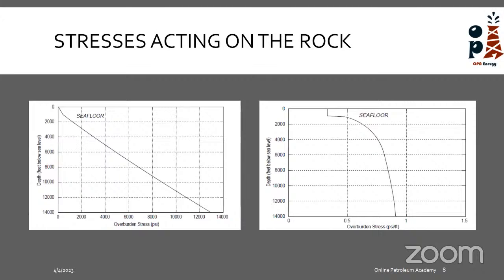As we mentioned before, the overburden stress is the weight of the layers above the point of your study, okay? And as we mentioned, it's just a direct linear equation in terms of depth. Overburden stress is 0.052 multiplied by the bulk density multiplied by the depth, okay? And the overburden stress gradient is almost one. On the other hand, the pore pressure gradient is around 0.44 psi per foot.